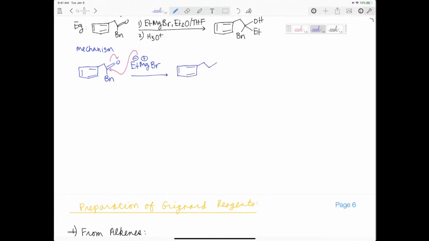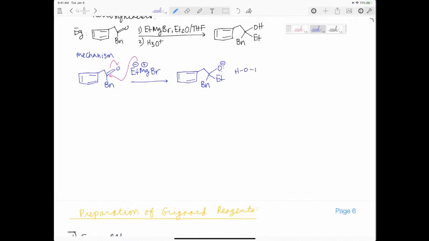Now remember, you are adding on an R group, so this is where you need to show that there's an R group addition here. This is step 1. And step 2 is when you add water or an acid. Usually you would add acid, just ensuring that you protonate it. When you do that, what you get is the final product. Really simple reaction.